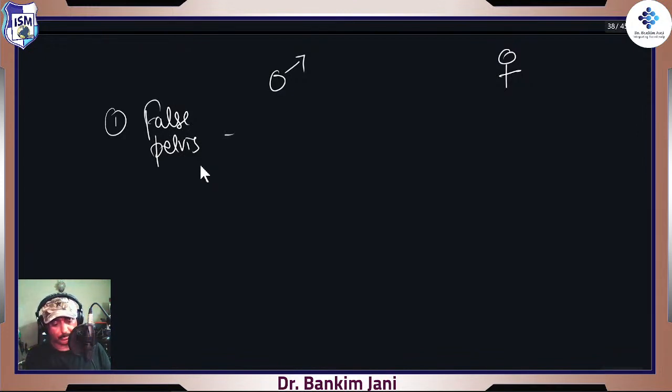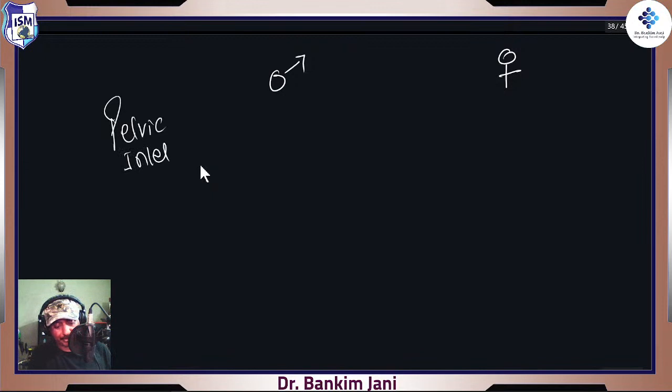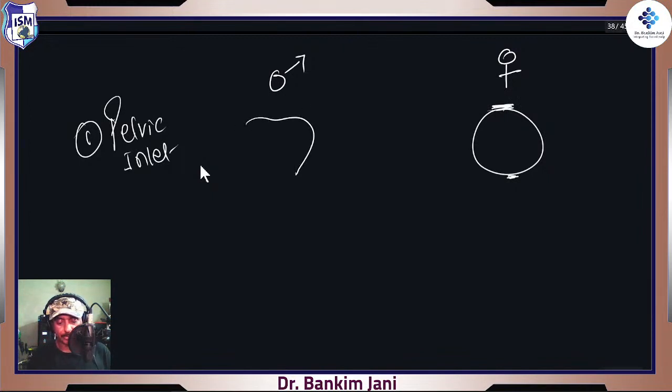One more point first: the shape of the pelvic inlet, and then we'll go to the cavity. In females, the pelvic inlet is rounded. That is the sacral promontory and this is the pubic symphysis. While in males, it is triangular. That's the sacral promontory and that's the front.